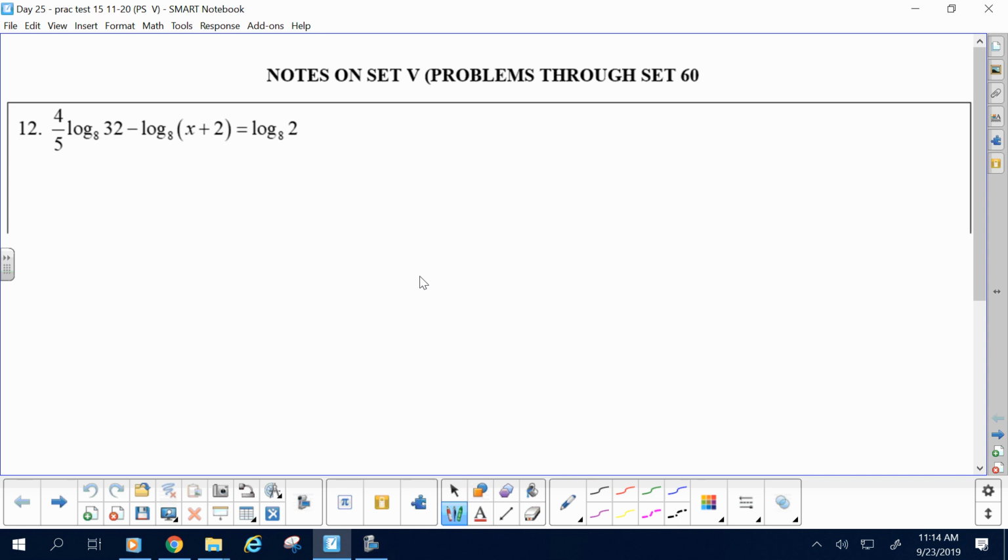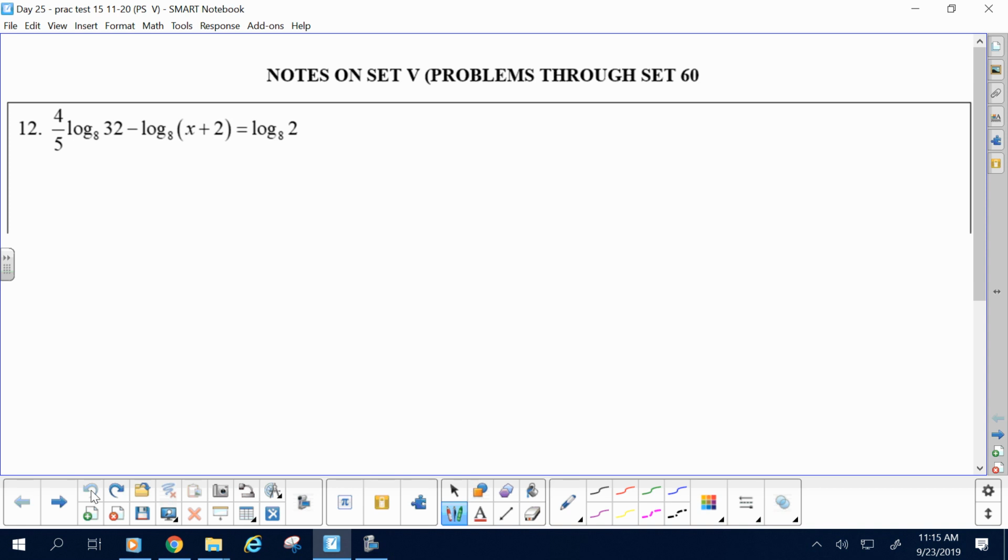I get people saying, oh, I know I need to drop the log base 8s off, right? And so you 8 it. Is that okay? No, that is not okay. What must you do? Combine first. After you combine, then can you 8 it? Yes. Can you do that in one step? No.